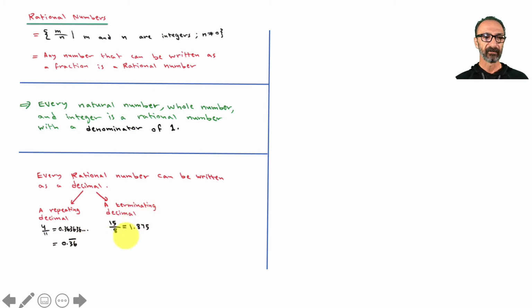Terminating decimal, 15 over 8 is 1.875, and it stops right there. Half is a terminating decimal. It's just exactly 0.5. 1/3 is a repeating decimal.